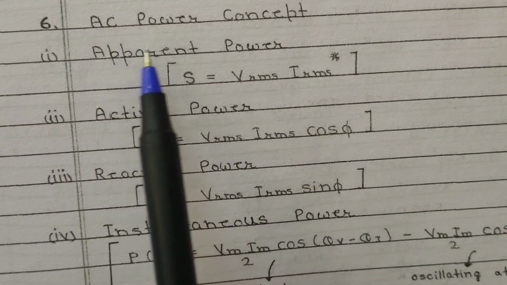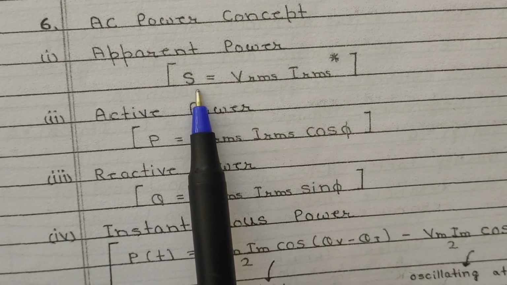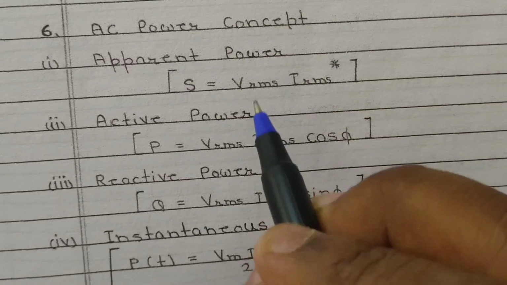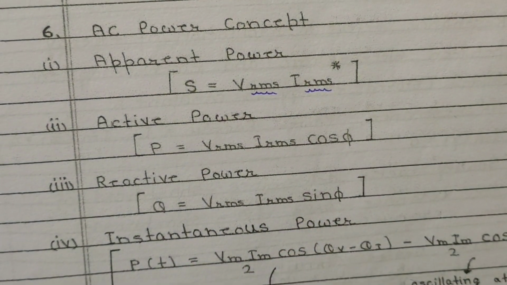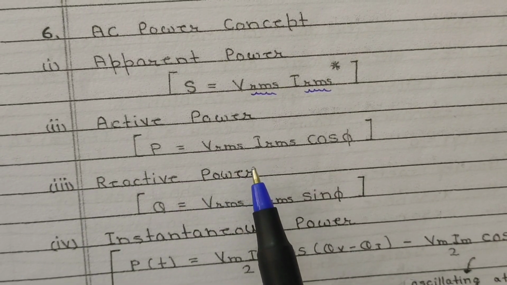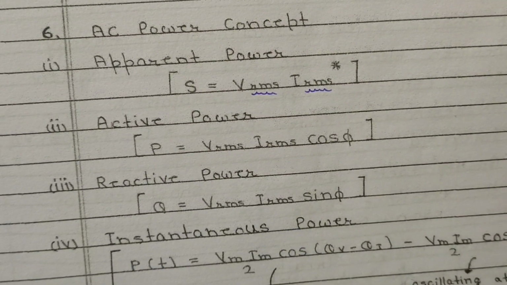Now we will see the AC power concept. Apparent power S is equal to Vrms into Irms conjugate. Remember, here RMS values are used. Active power is equal to Vrms Irms cos phi. Reactive power is equal to Vrms Irms sin phi.